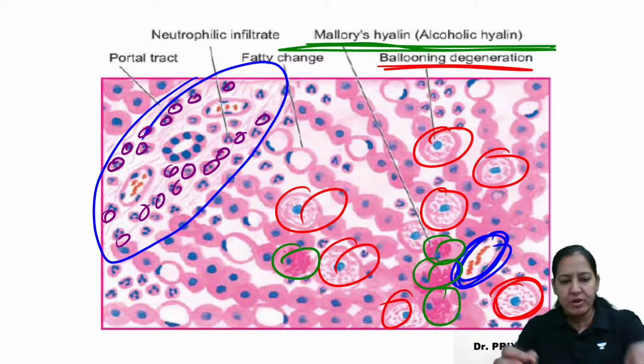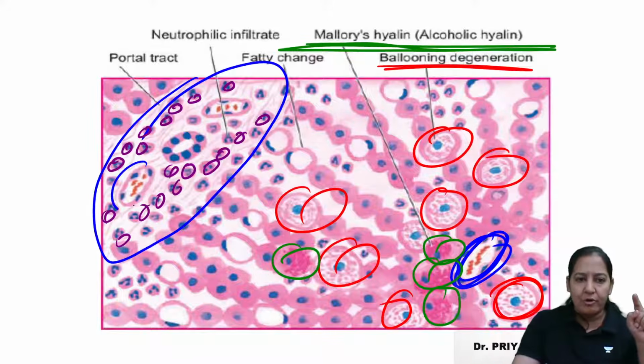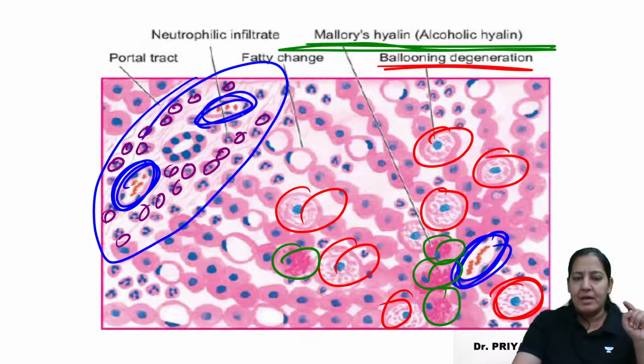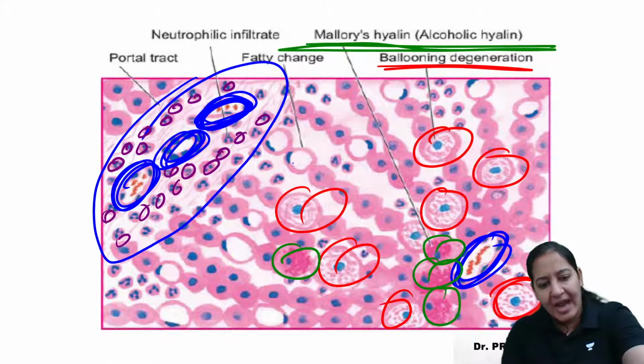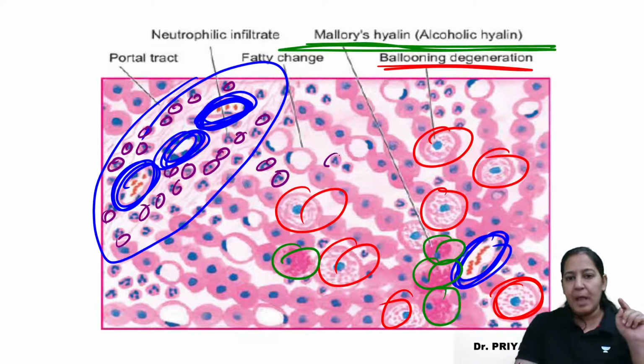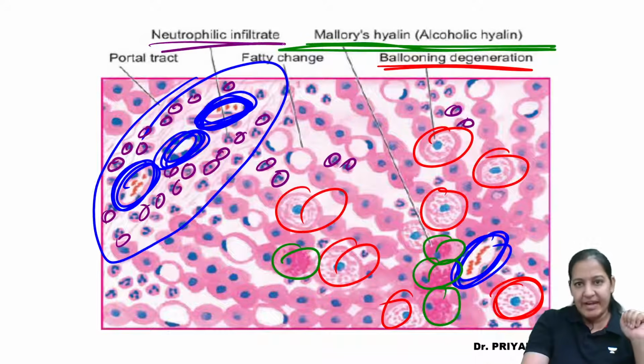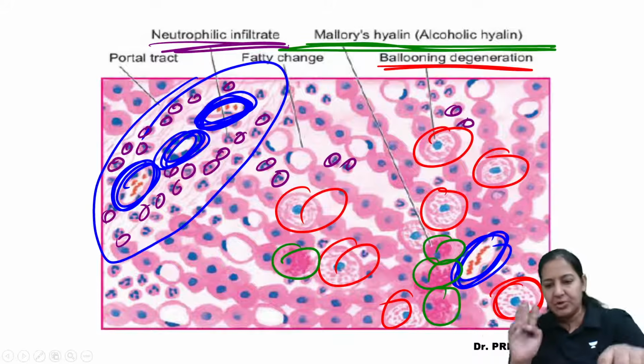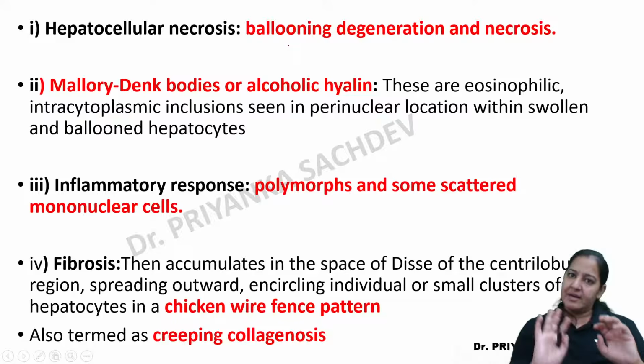In the portal triad, see the three things. This is the artery, hepatic artery. This is the vein, portal vein, and this is the bile duct. Apart from it, neutrophils are present. And neutrophils are also present between the cords of the hepatocytes. That is, inflammatory infiltrate is there. So neutrophilic infiltrate is there, right? So these are the 3 points. Fourth, I will tell you. First, understand the 3 points.